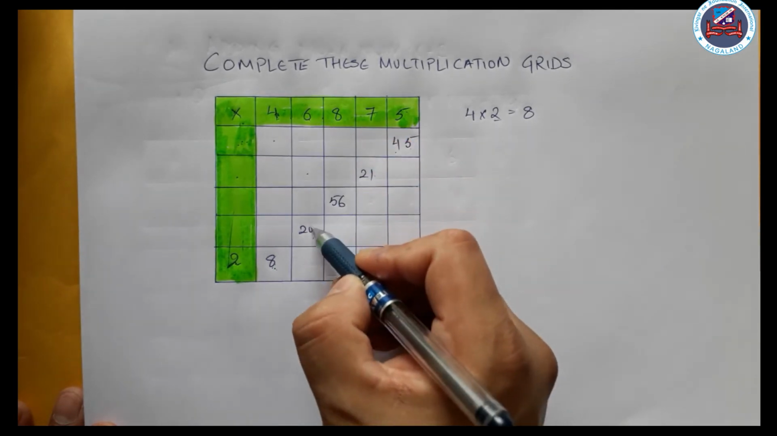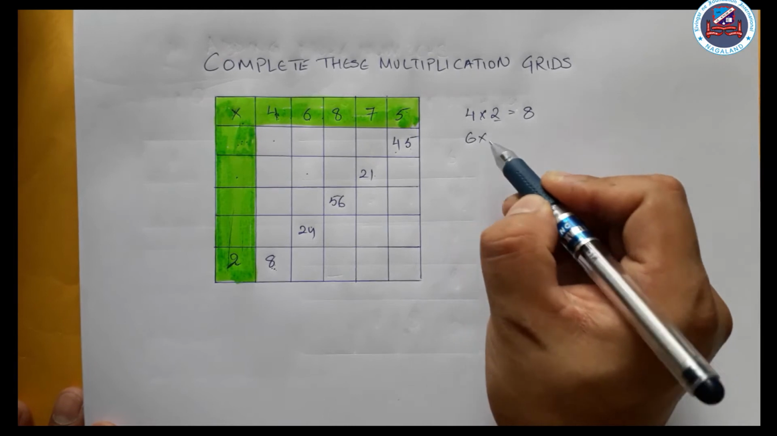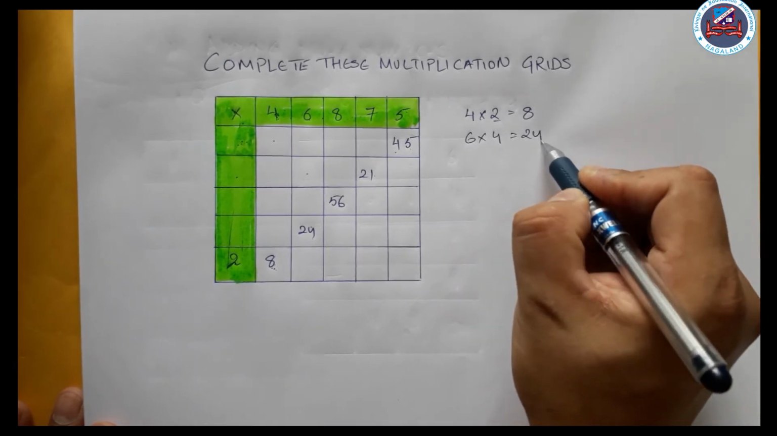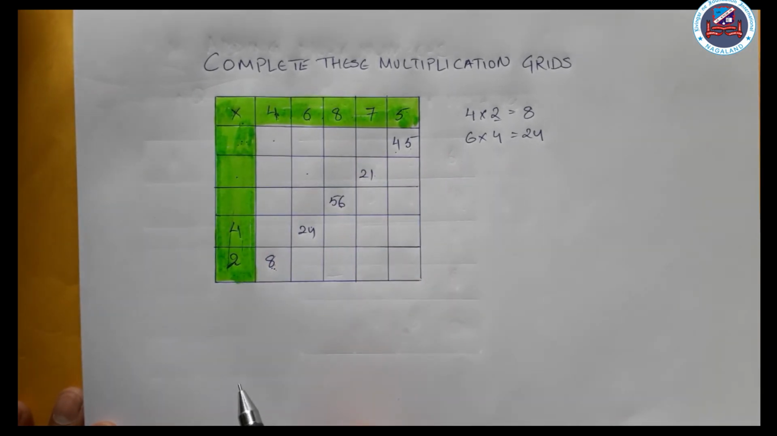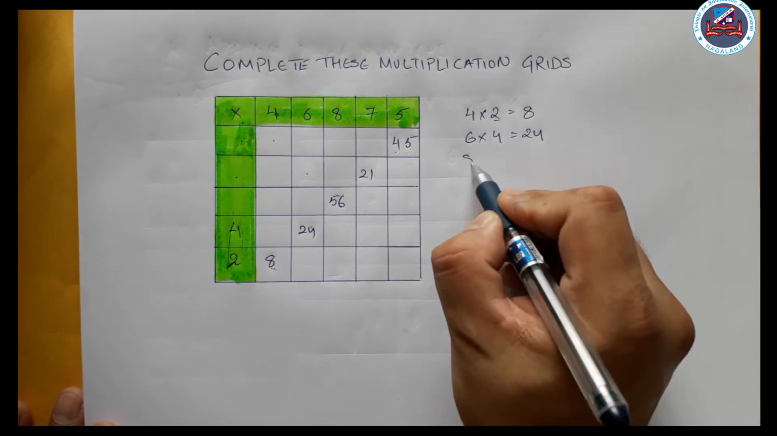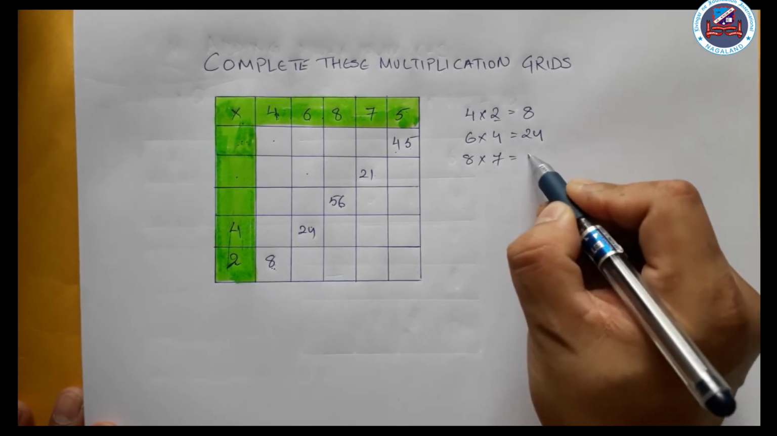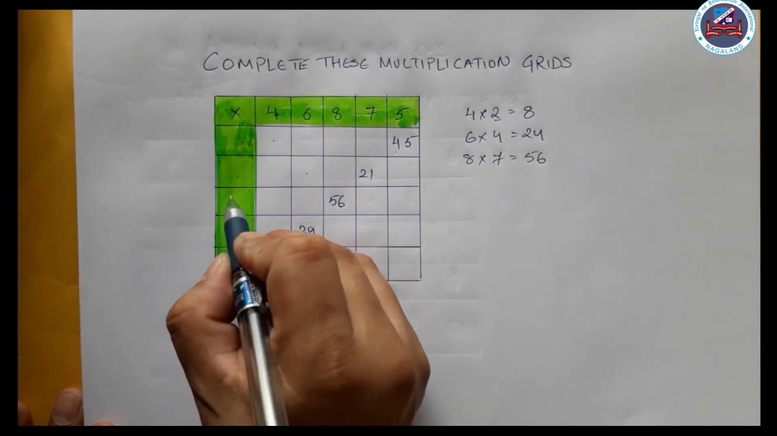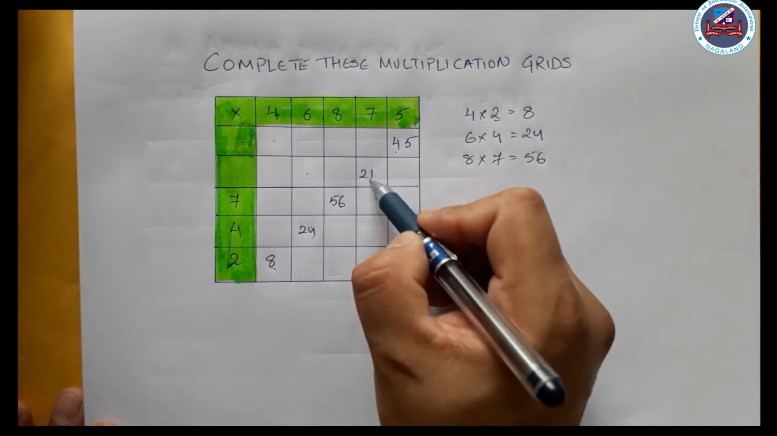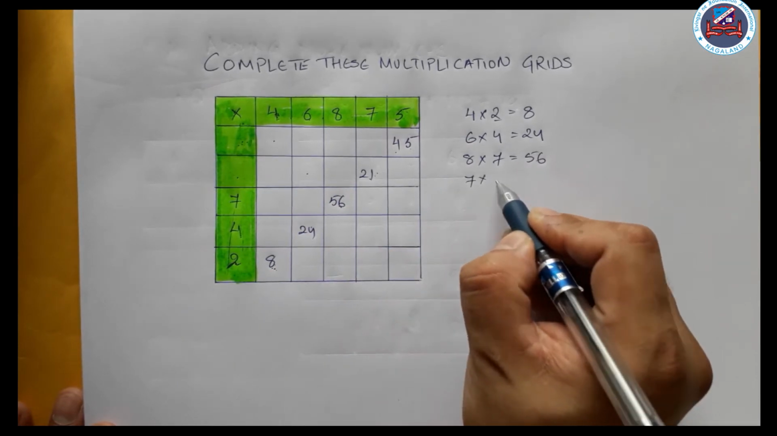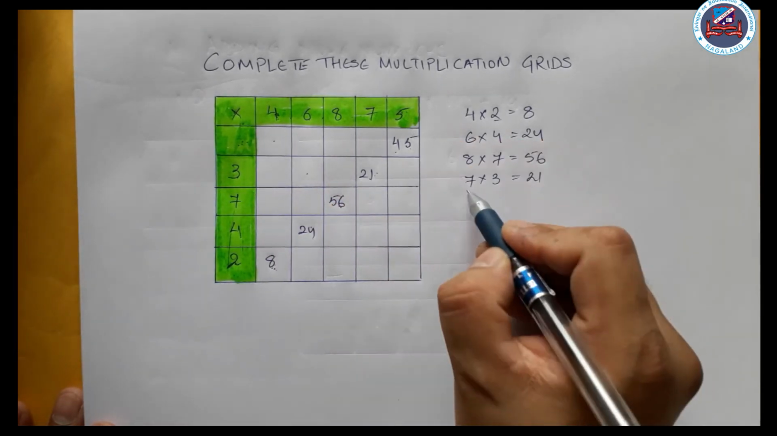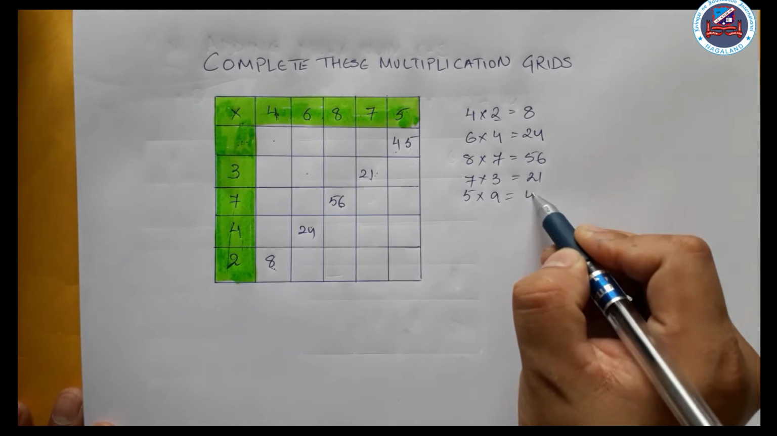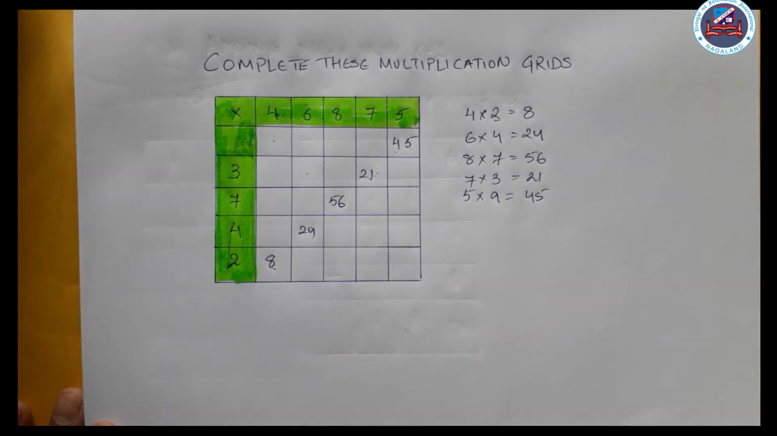So similarly, look here, 24. 6 into 4 is 24. 6 4s are 24. So 4 will come here. 8 into what will give me 56? 8 into 7 will give me 56. So I write 7 here. Now 7 into what will give me 21? 7 into 3 will give me 21. So 3 I will write here. Now 5 into 9 is 45. So I hope you can understand the importance of multiplication tables here.